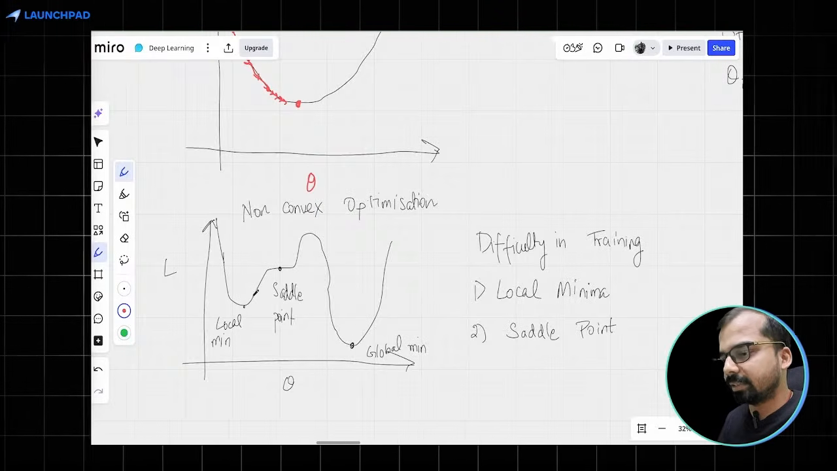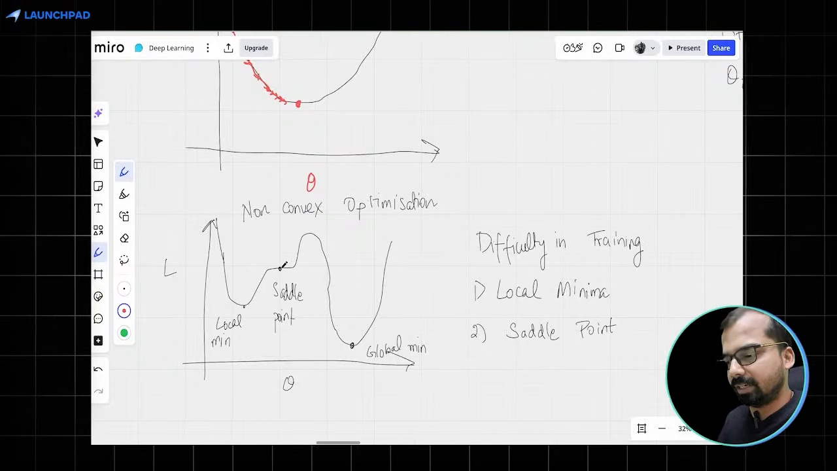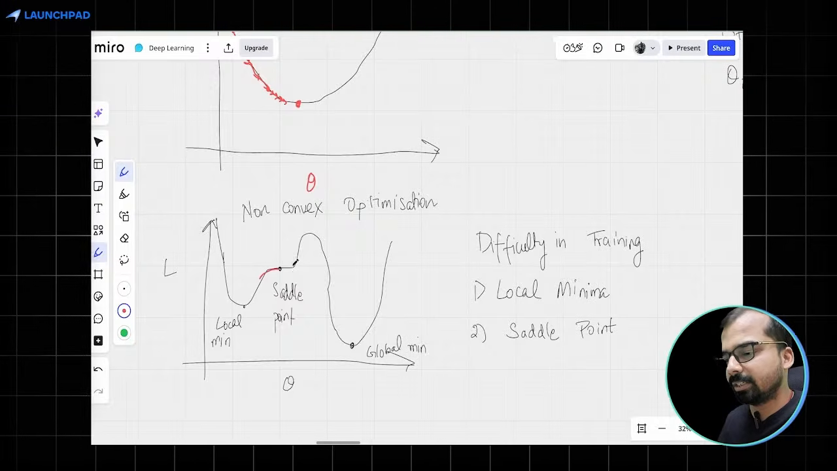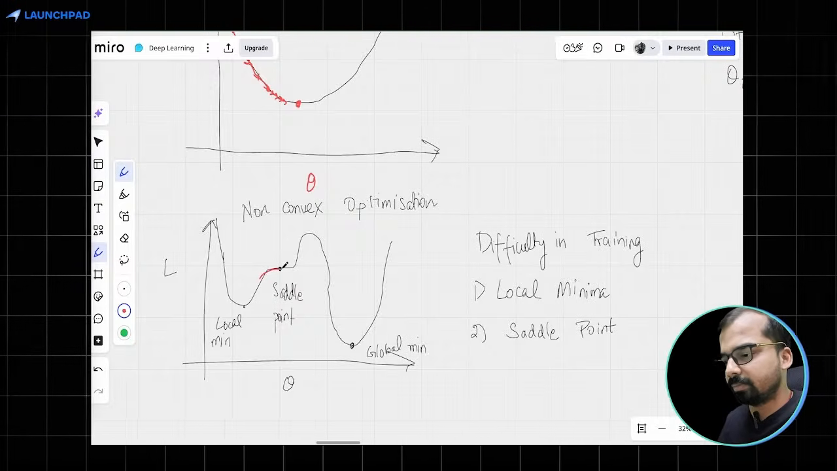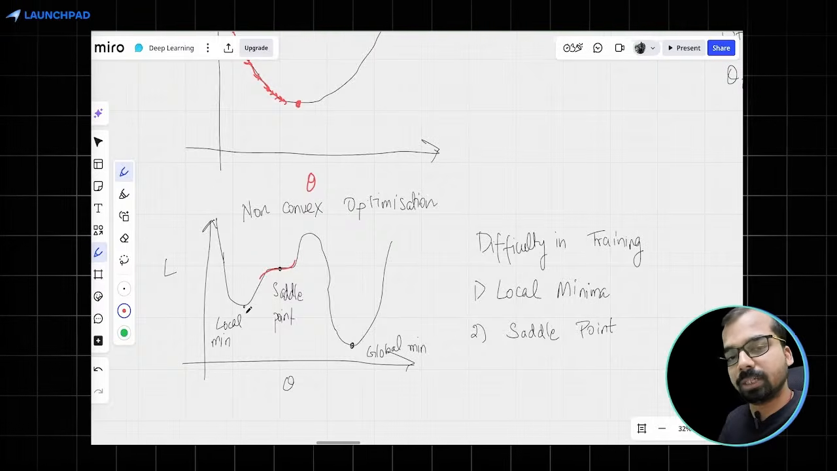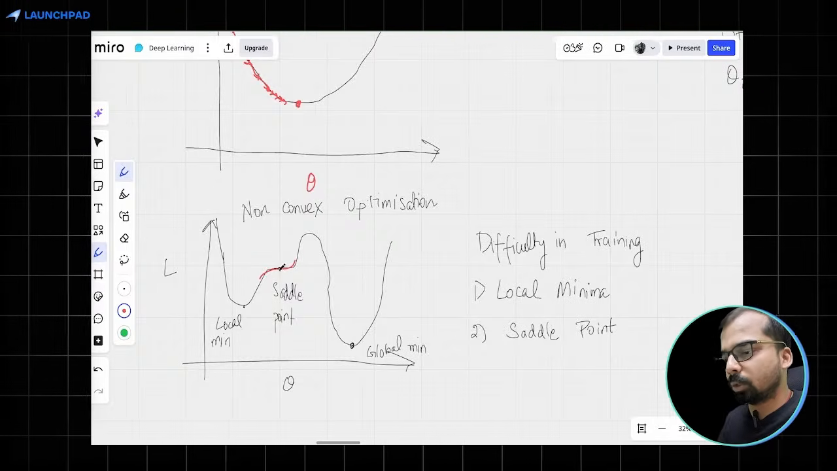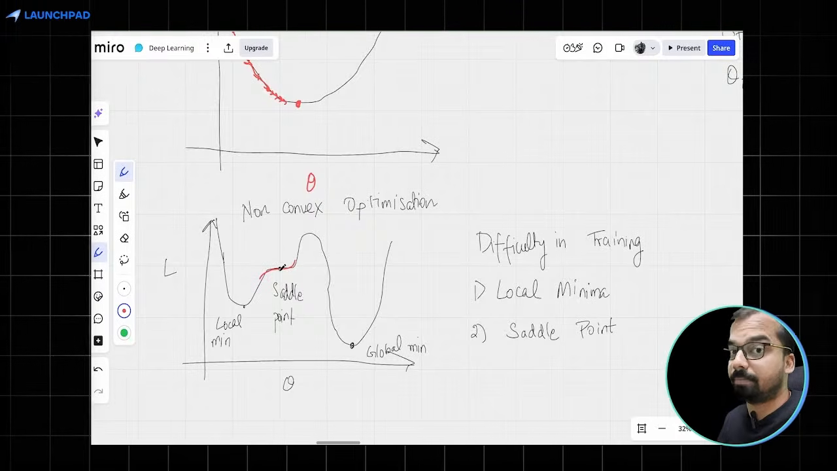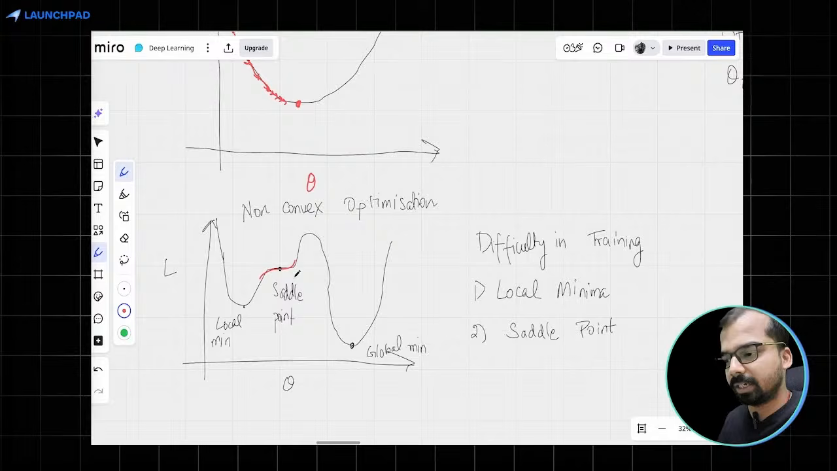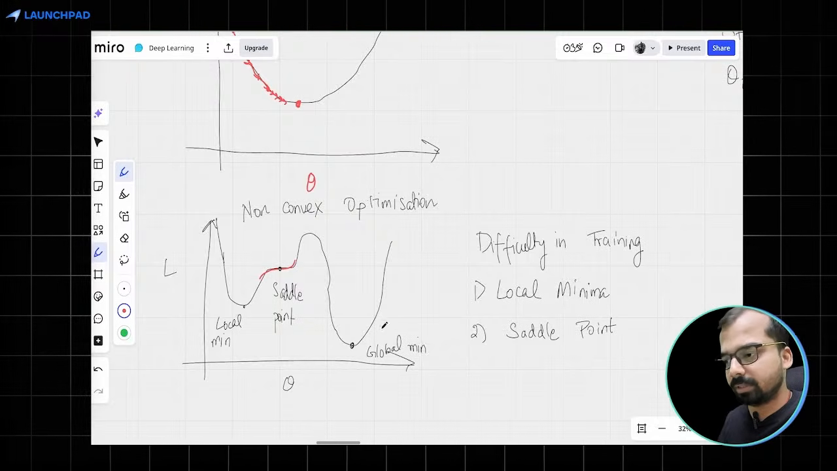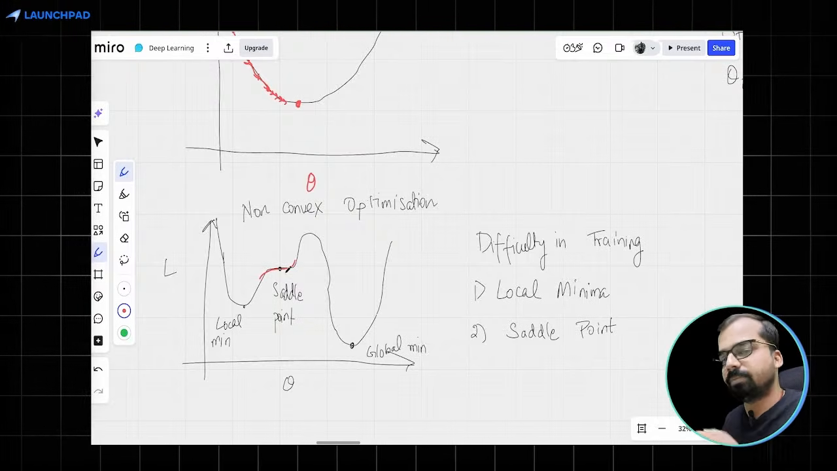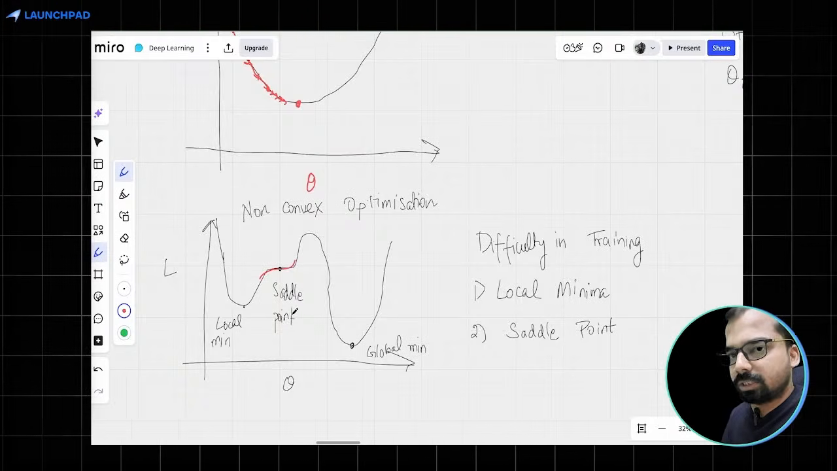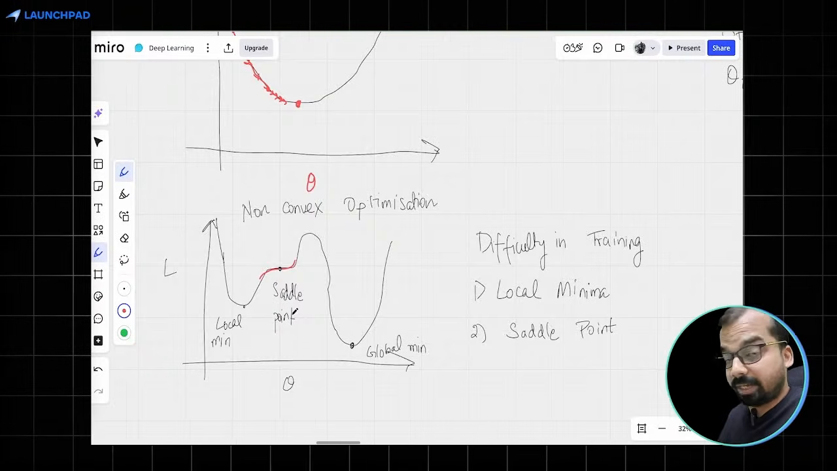The second thing is, let's say I was somewhere over here. In this direction it is going downwards, but in this direction it is going upwards. Here the slope will be 0, so the update might not happen, and you will get stuck somewhere here. It's neither a local minima nor a global minima. These are known as saddle points, the points that we discussed before also. So your standard gradient descent might get stuck over here.